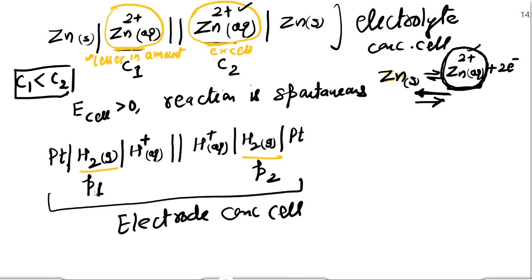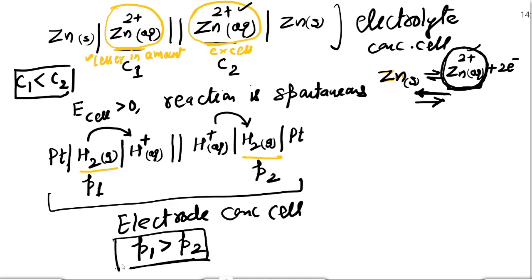So tell me, what is the relation between P1 and P2? Sir, P1 must be greater than P2. See, here H2 should be converted into H+, right? That means P1 should be greater, and H+ is converted into H2, that means P2 is less. That's why P1 is greater than P2. So in this way you can figure out without writing the equation.